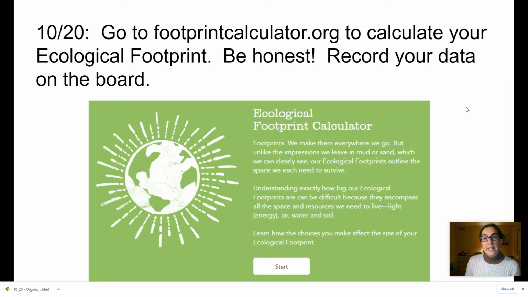So you'll see a link in the note that's going to pop up here in a second. Please go and calculate what's called your ecological footprint. And when you finish, take a look at how many planet Earths it says that your lifestyle would take to support.